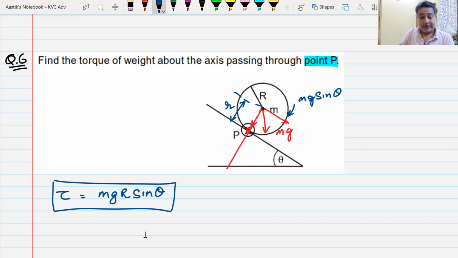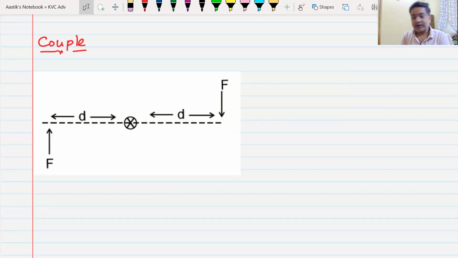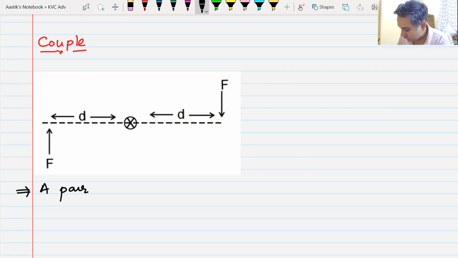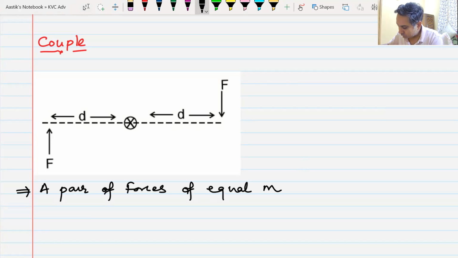The next heading is couple. This is not the couple that we normally think of. This is the couple of force. What is a force couple? A force couple is a pair of forces of equal magnitude but in opposite direction.